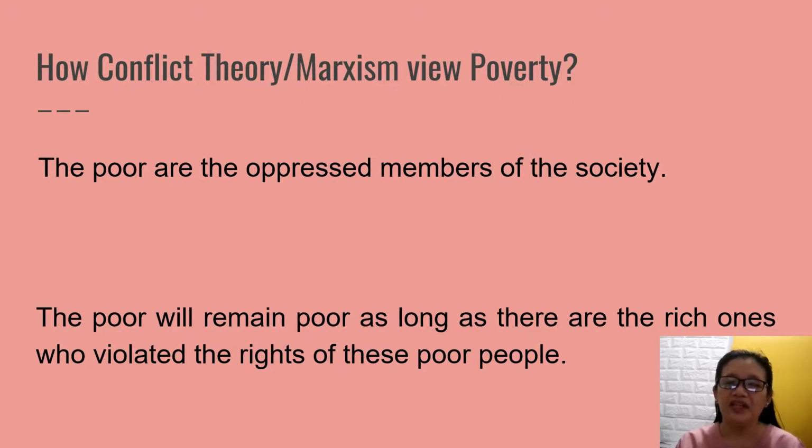In the second sentence, the conflict approach says that the poor will remain poor as long as there are rich ones who violate the rights of these poor people. So the poor will never become rich as long as there are wealthy people around, because they will not allow that to happen. So that's how the conflict approach views poverty.